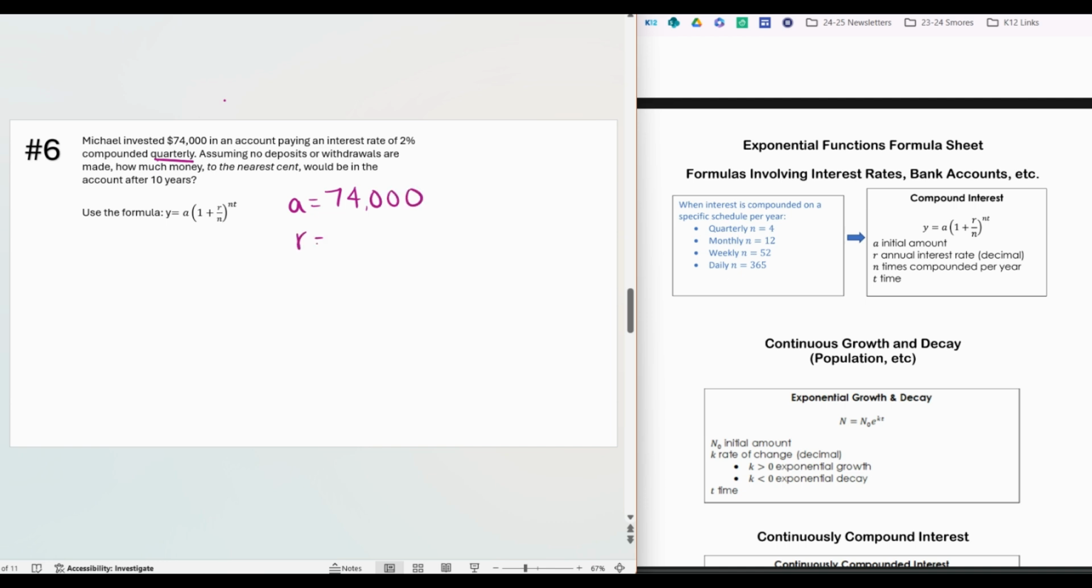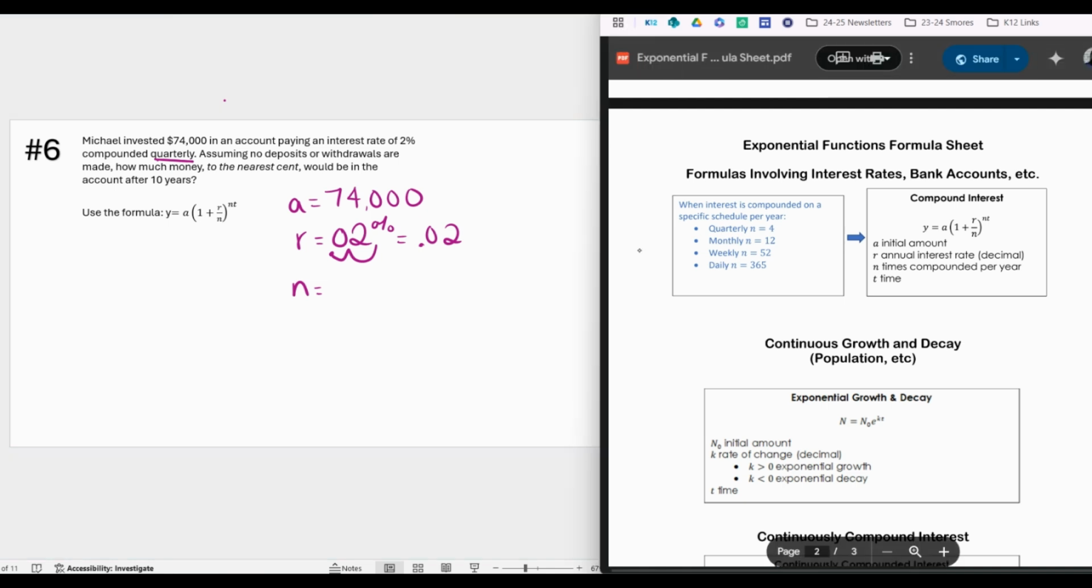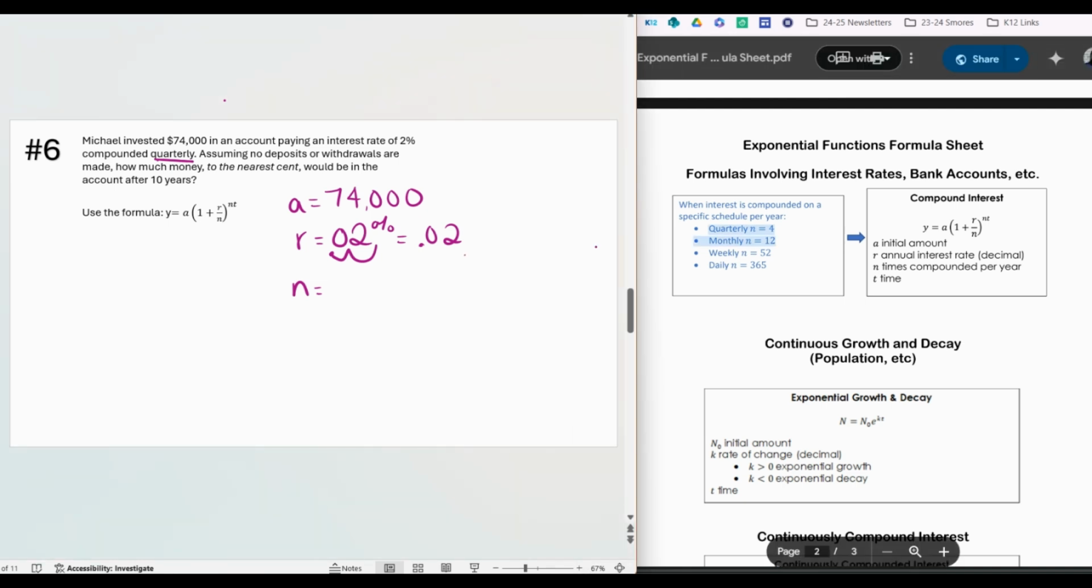R is going to be the percent interest rate, right? So that 2%, I'm going to go ahead and change that to a decimal. So that's going to be 0.02. N is going to be depending on the compounding schedule, right? So compounded quarterly, we can see here it says quarterly means N equals 4. So we have N equals 4, and then we need our value of T. Well, it tells us how much in the account after 10 years. So let's go ahead and plug all these values back into our formula.